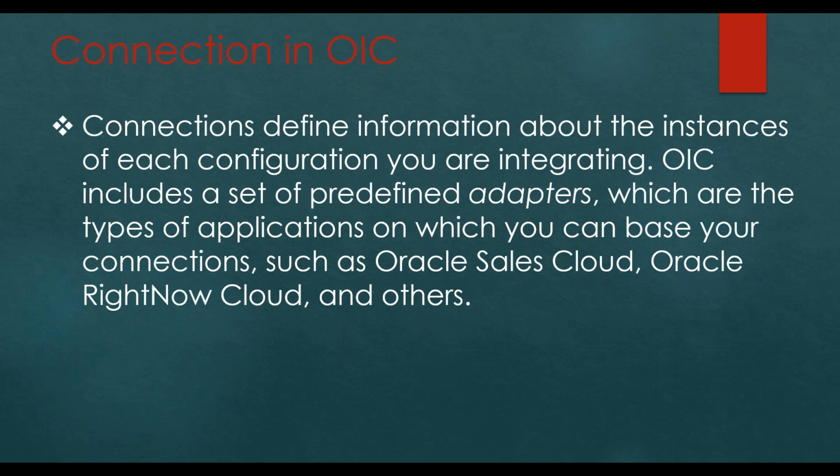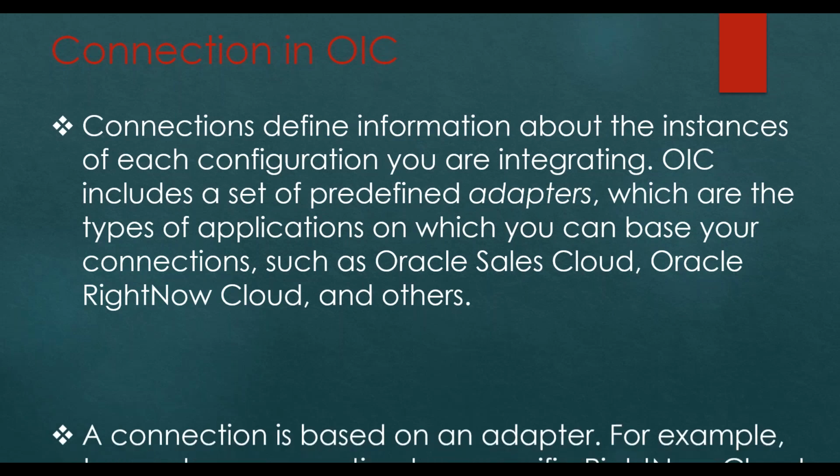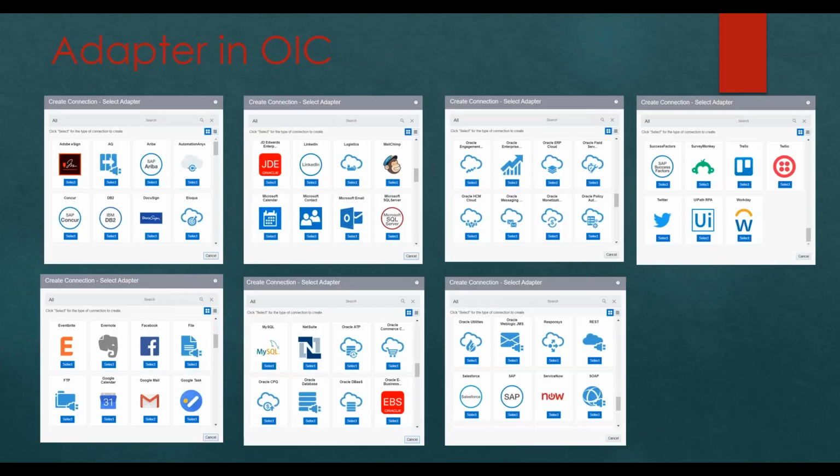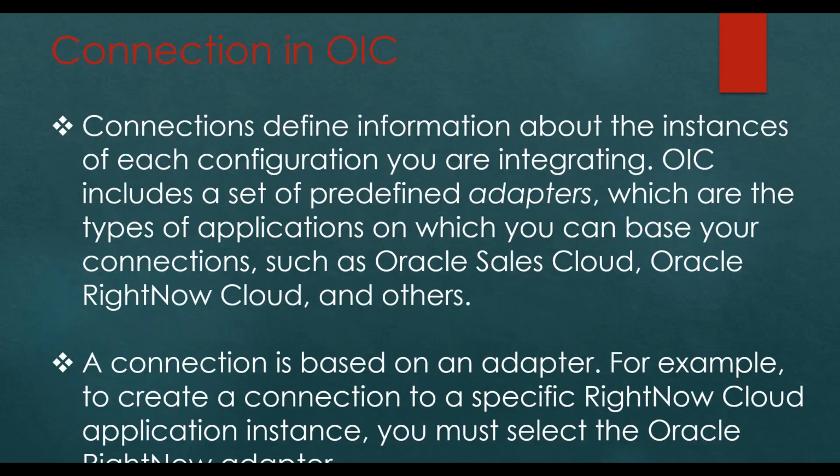Now, connection defines information about the application you are connecting to. OIC includes a set of predefined adapters, which are the types of application on which you can base your connections, such as Oracle Sales Cloud, Oracle RightNow Cloud, and others. A connection is based on an adapter. For example, in order to create a connection to a specific application like RightNow Cloud, you must select the Oracle RightNow adapter.